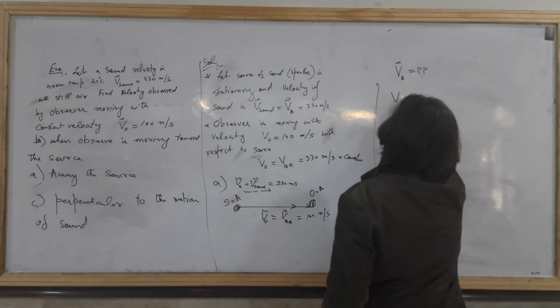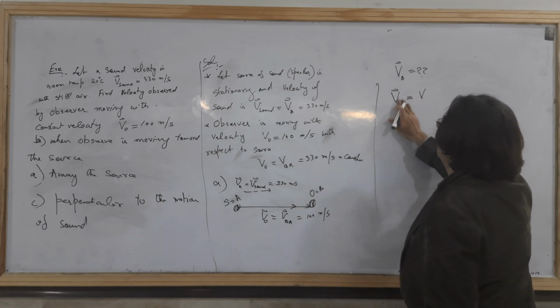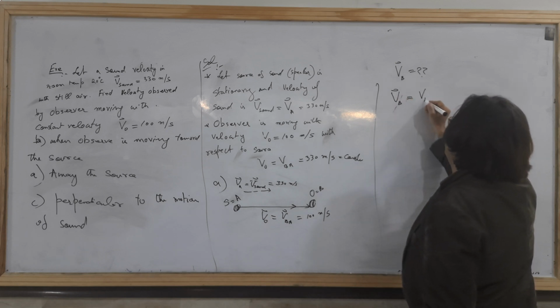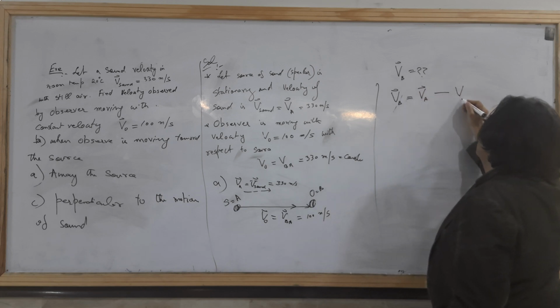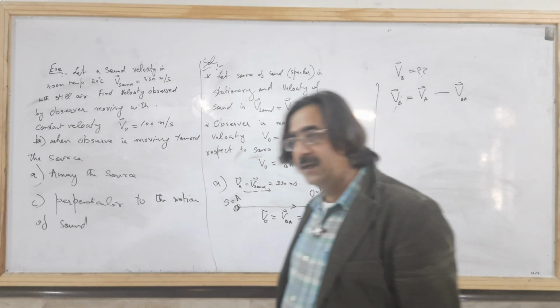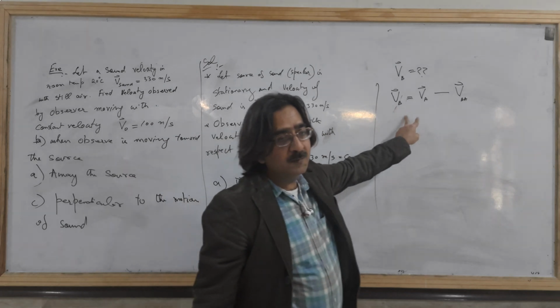Last time we tried the formula: VB will be equal to VA minus VB. Yes, this was the formula we proved last time.